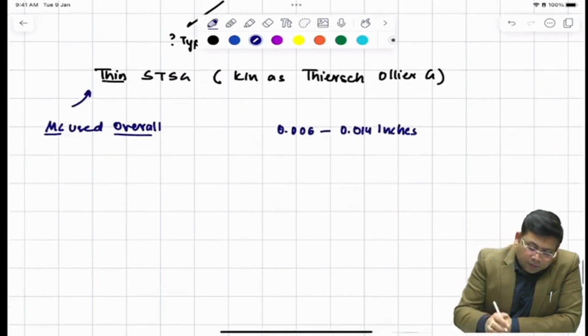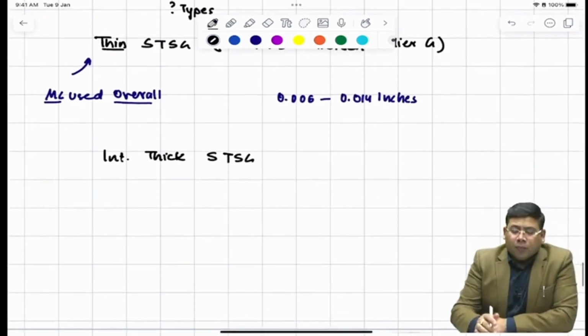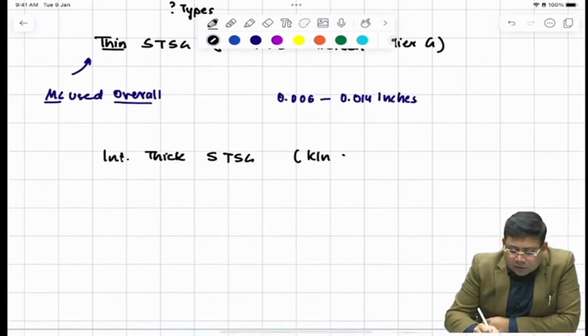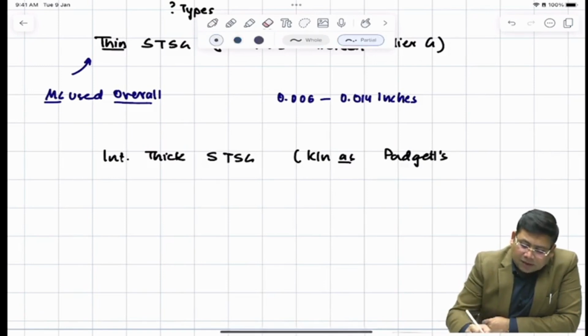Then we have the intermediate thickness split thickness skin graft, and this is again very important. This is known as the Paget's graft. No, this is known as the Blair-Brown graft.